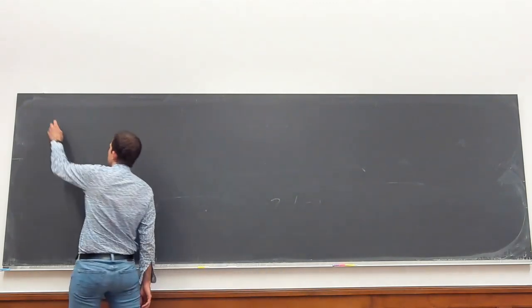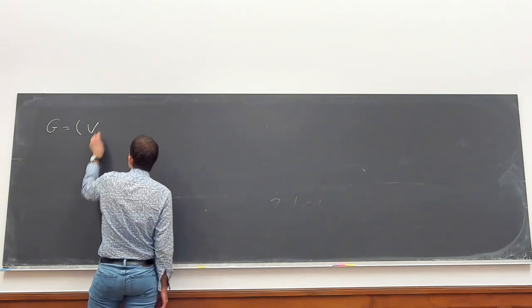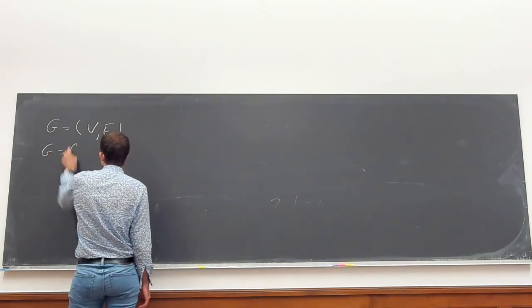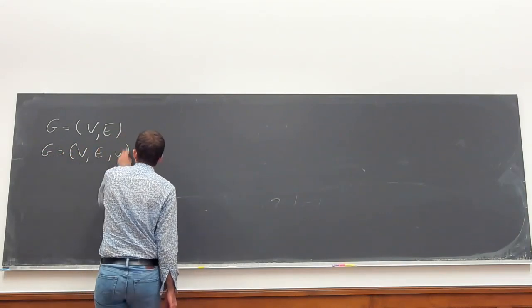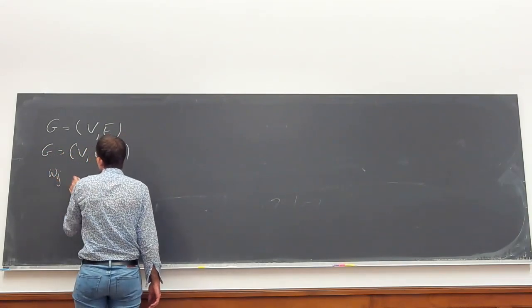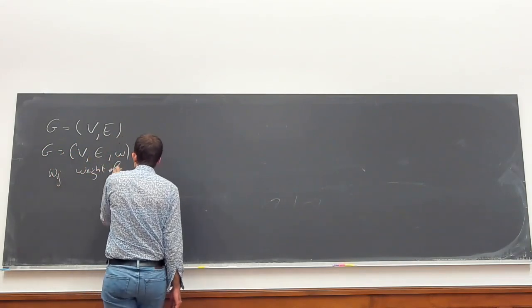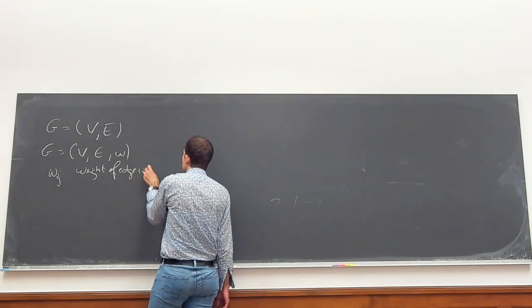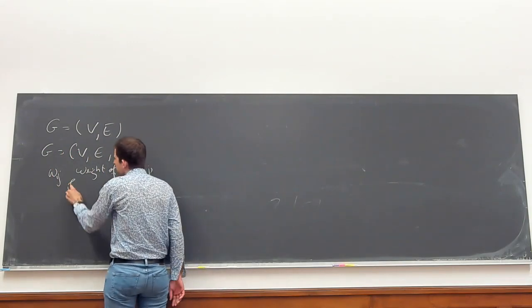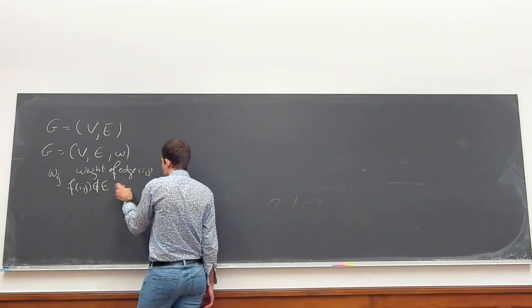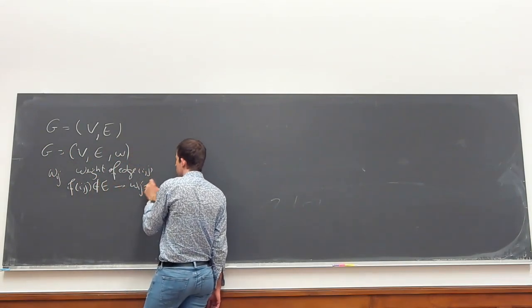So let me just remind the definitions. We have a graph with a set of vertices and a set of edges. Sometimes graphs have weights, where I think of Wij as just the weight of edge ij. And if ij is not an edge, then you can just set the weight to 0.